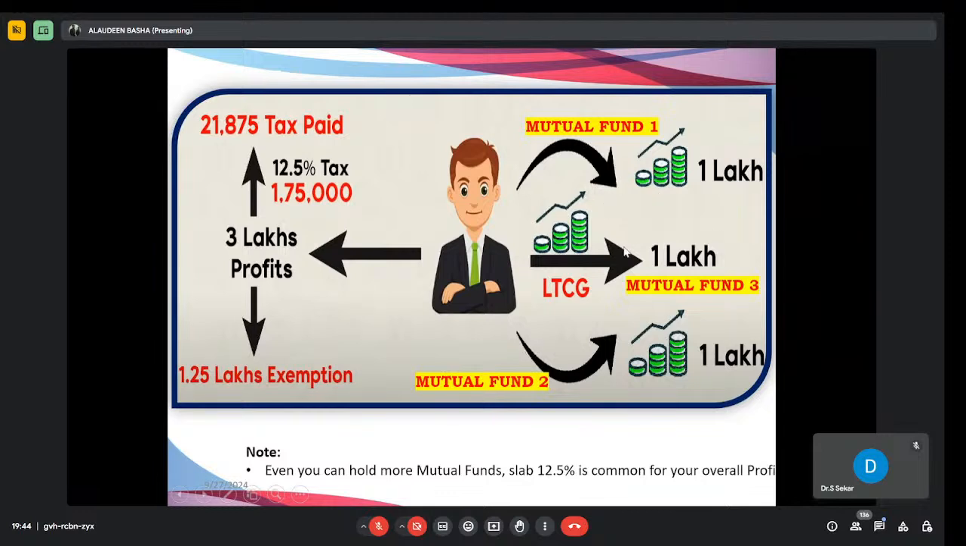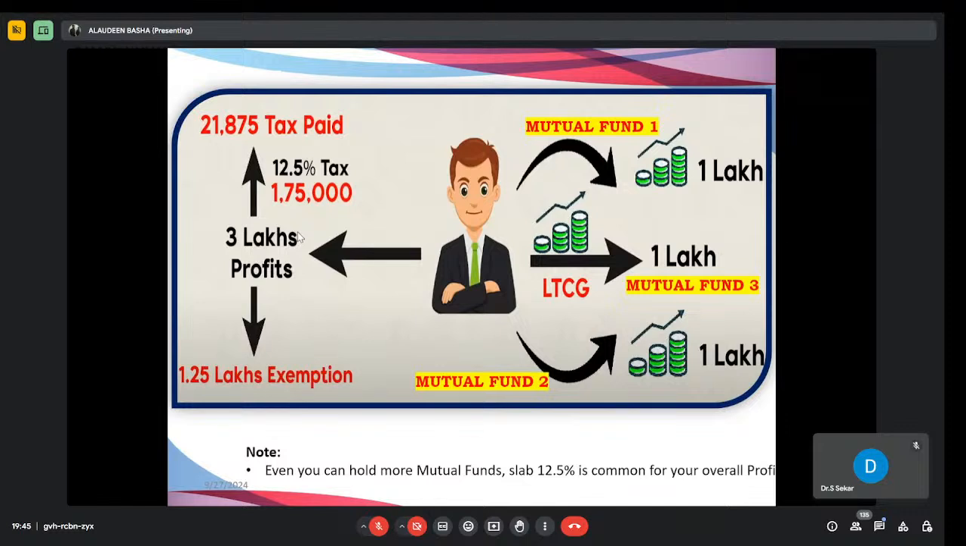Each mutual fund gives you 1 lakh rupees profit, so your total profit is 3 lakhs rupees. Once you get the 3 lakhs rupees profit, 12.5% should be taxed. Before that, 1.25 lakhs is exempt. So you just minus it: 3 lakhs minus 1.25 lakhs. The remaining amount is 1,75,000 rupees, applicable for tax. Out of 1.75 lakhs, you pay the tax at 12.5%.